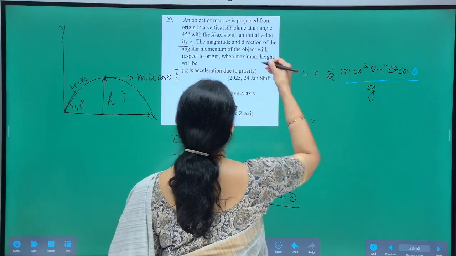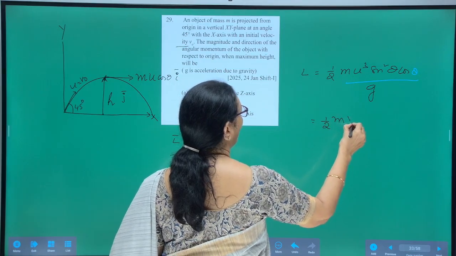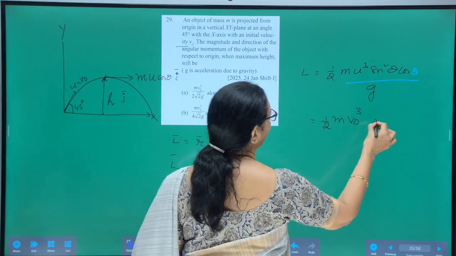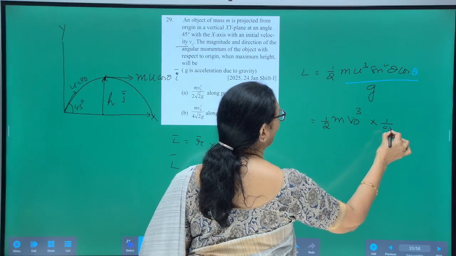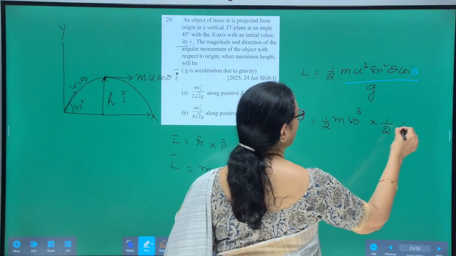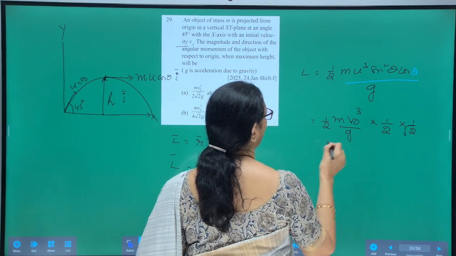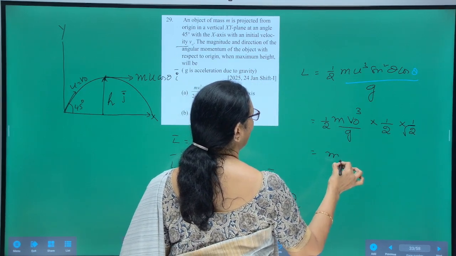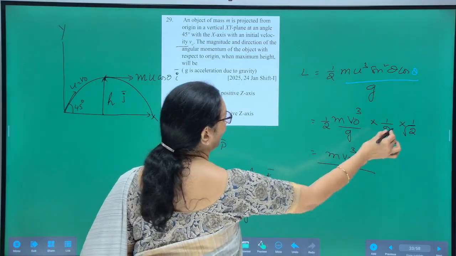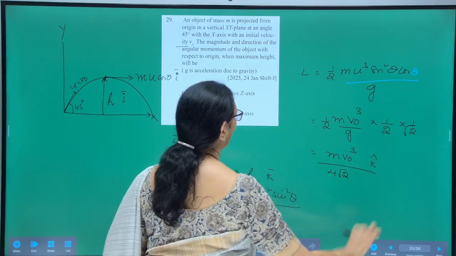So, here let us substitute the given quantities. Mass is given as m, velocity is given as v0, theta is given as 45. Sin 45 is 1 by root 2, sin square 45 is 1 by 2, cos 45 is 1 by root 2, by g. So, this is m v0 cube by 2, 2 times 2 is 4, 4 root 2 k bar, that is what we got.